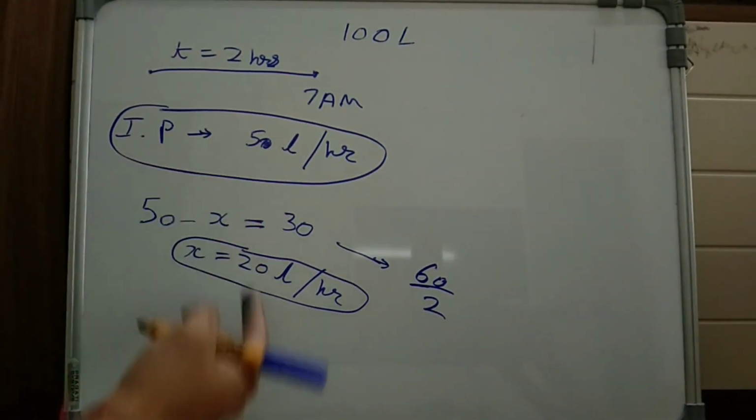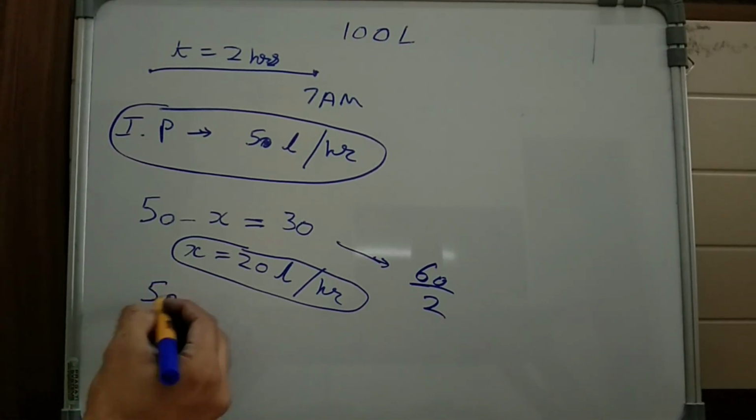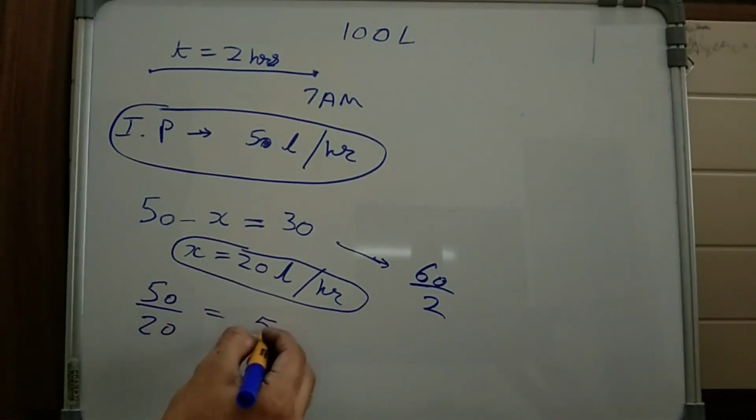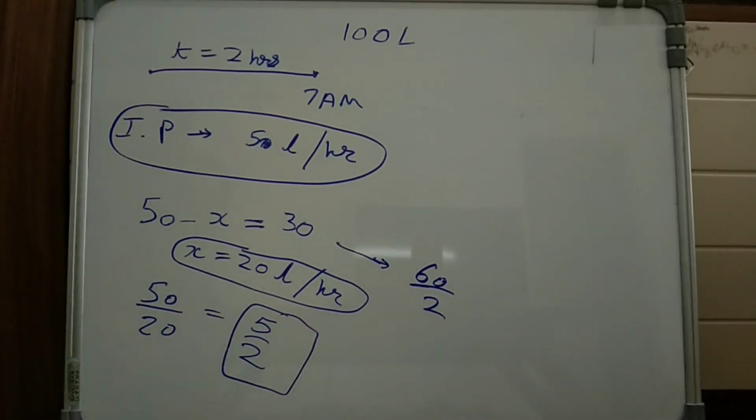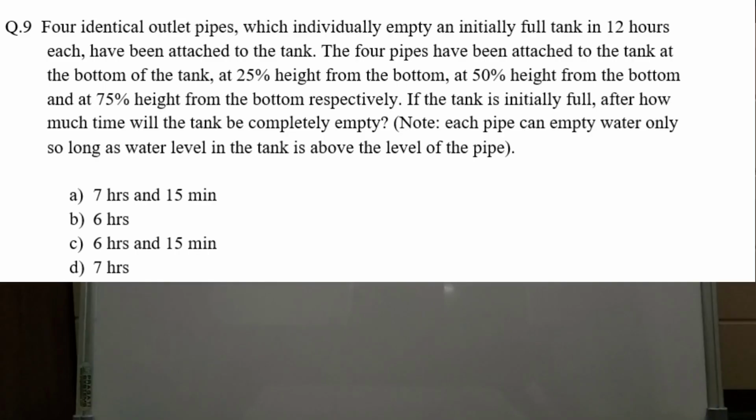Now I have to just find the ratio, which is 50 by 20. That is 5 by 2. So 5 by 2 is the answer to this question. Okay, so let's look at the next question.